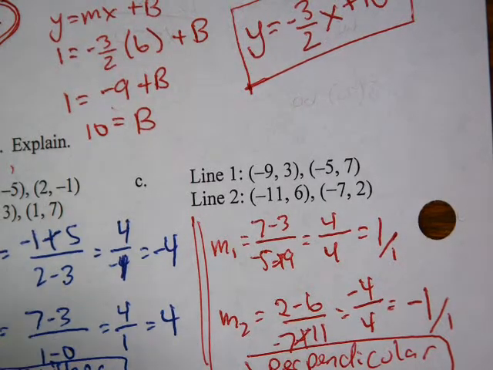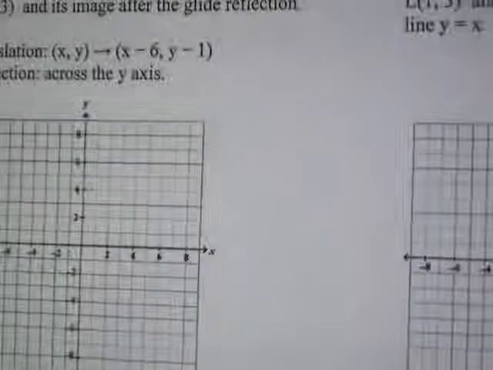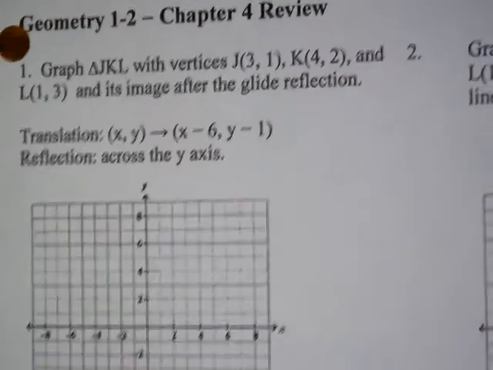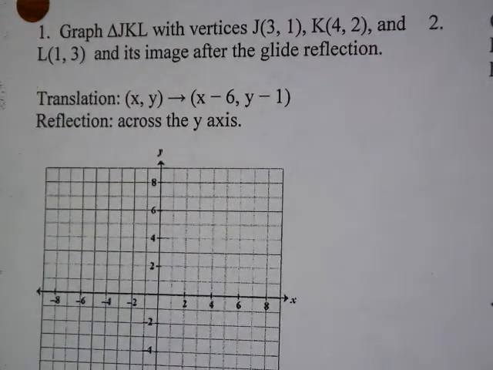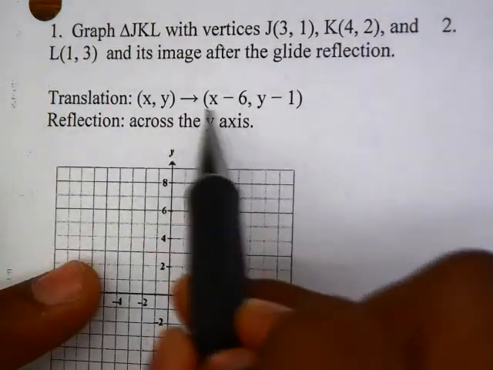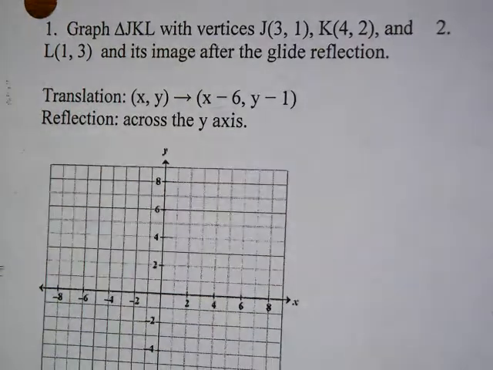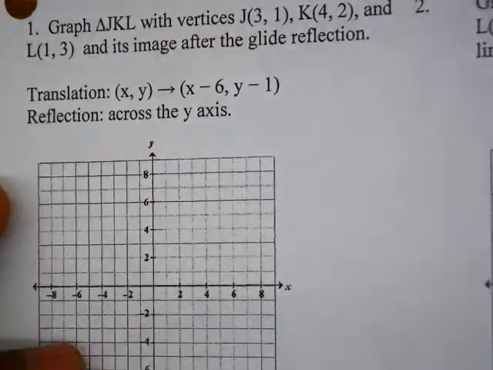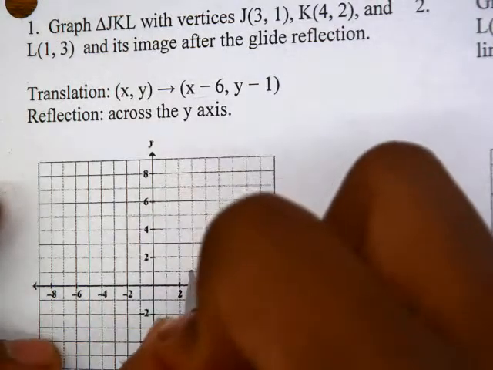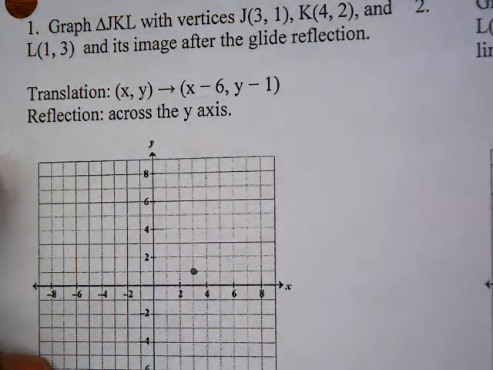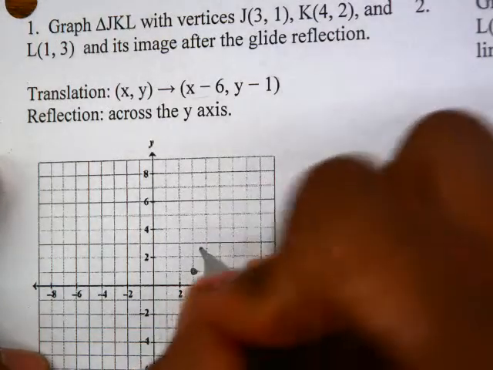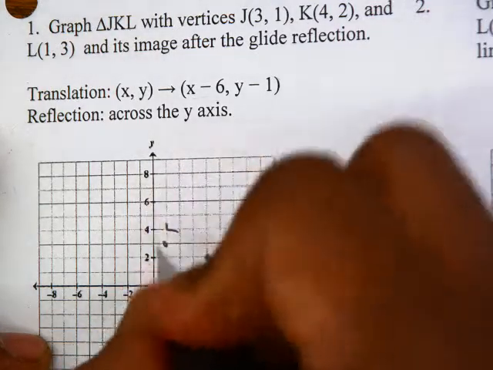So that was chapter 3. Let's go ahead and review chapter 4 also. So in this problem, I have to graph my original triangle J, K, and L, and apply this glide reflection. I need to translate it with x minus 6, y minus 1, and I need to reflect that result across the y-axis. So first of all, 3, 1 is here, 4, 2 is here, and 1, 3 is there. So this is J, K, and L.